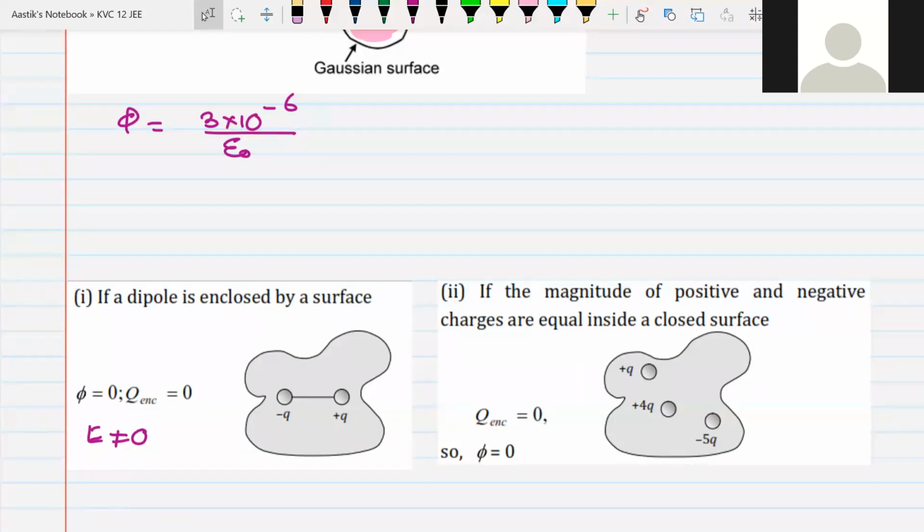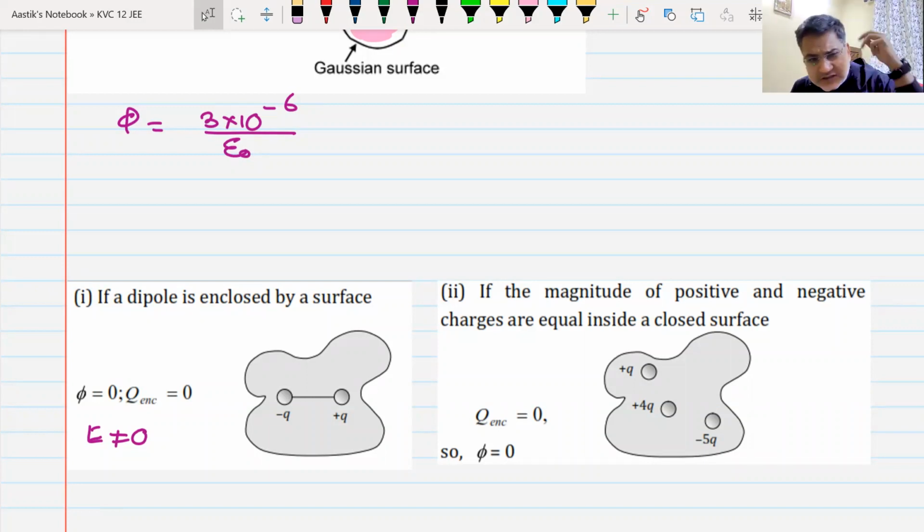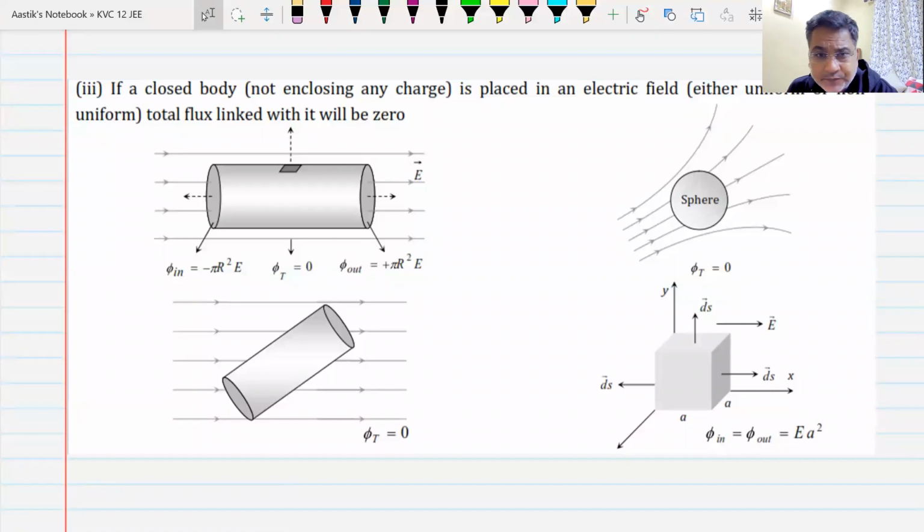Now remember, if you have a closed surface, it may be placed in a uniform field. If it is a uniform field, the charge enclosed will always be 0. If it is a non-uniform field, when the charge inside is 0, the flux is going to be 0. So even if you have a closed surface placed in a non-uniform field, if there is no net charge in that surface, the flux is going to be 0.